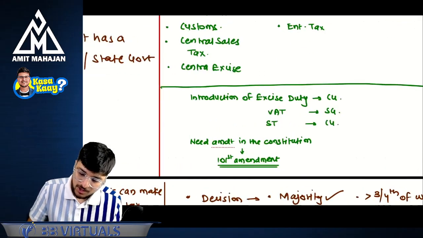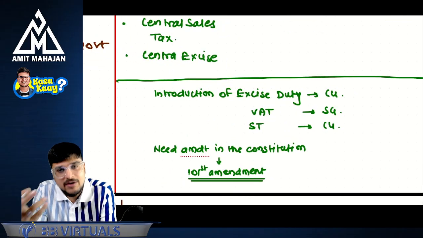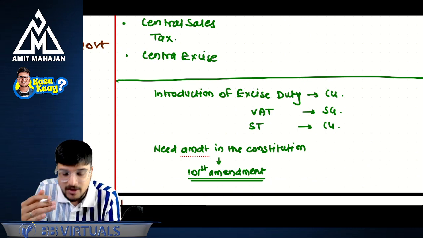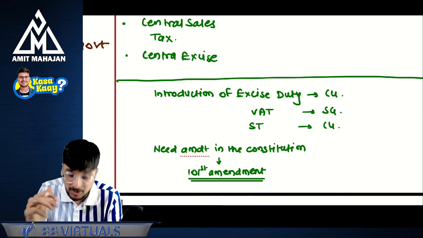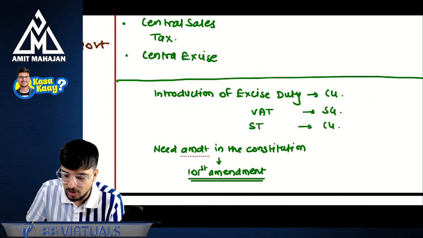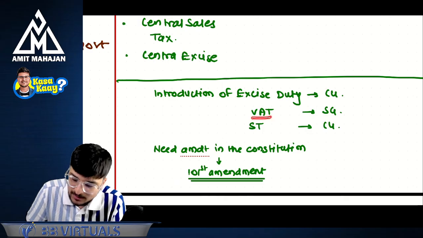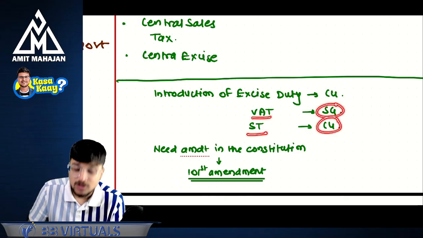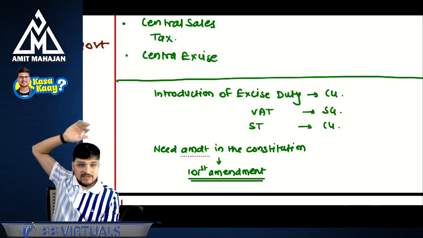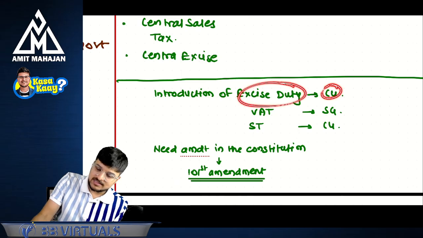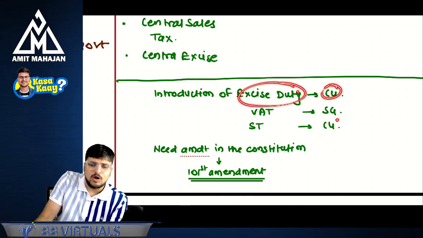Perfect. Okay. Why was there a need of change in the constitution? Like, why was there a need of amendment in the constitution? Because for excise duty, who will make the law? Central government. VAT, who will make the law? State government. Service tax, who will make the law? Central.